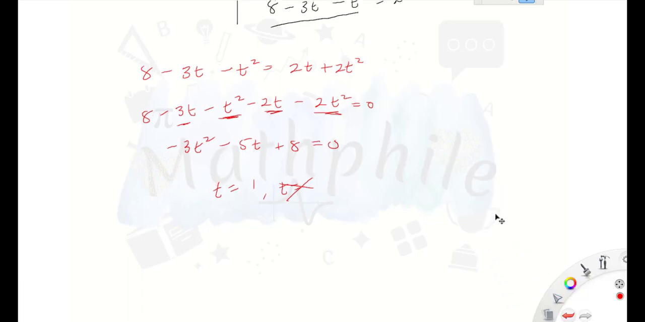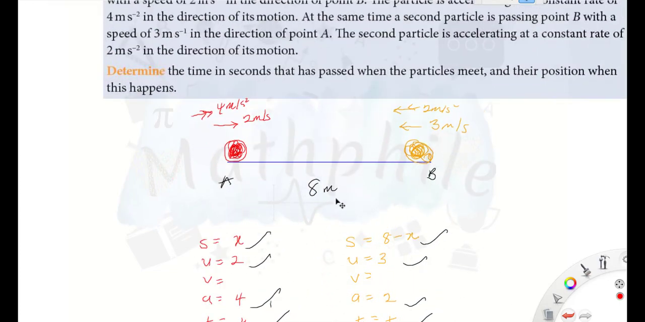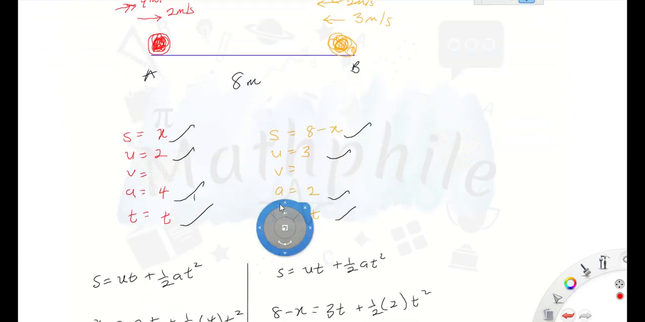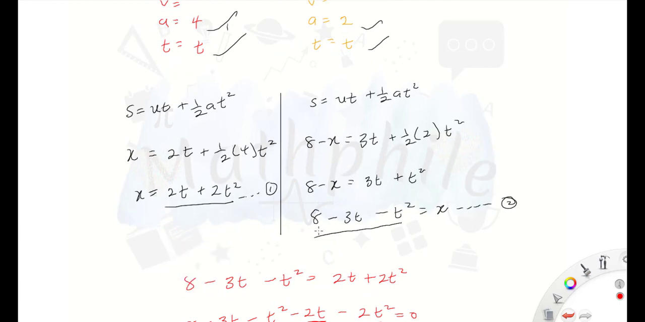Let's check the question again. We are trying to find the time in seconds that has passed when the particles meet each other. So we found the time to be 1, and now we are told to find the position at which this happens. Because we've got an equation involving the time, that is the t, I think the easy way would be using equation 1. I can find x. If you use both equations, you're going to get the same thing. But let's go with the easy one. I know the value of t. We are solving simultaneous equations. Once I've got one value in two variables, I should be able to find the other.